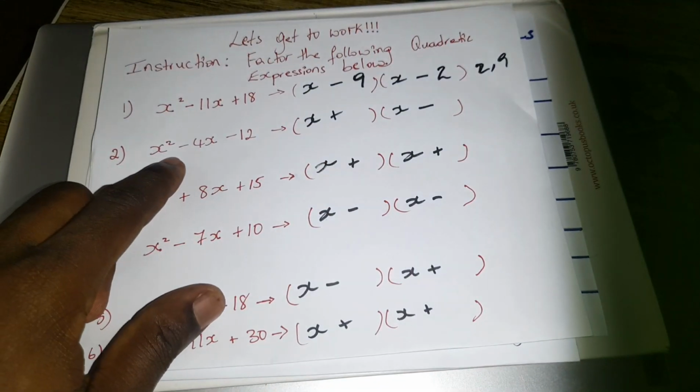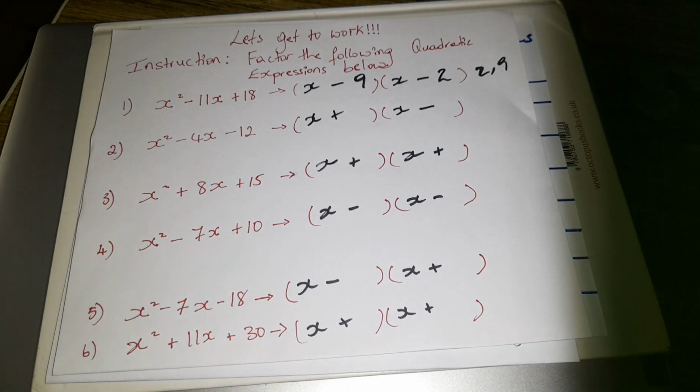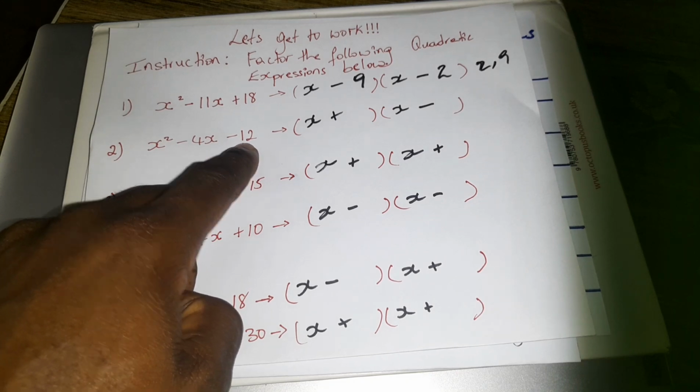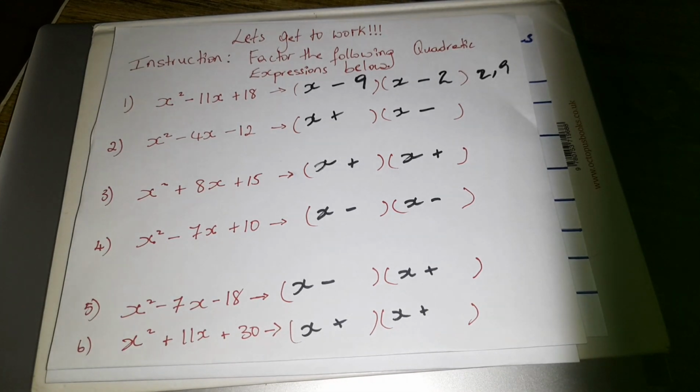So this is a level 3 question. This is where I said now you have to be more careful. Which 2 numbers, when you multiply, you get 12, but when you subtract the smaller number from the bigger number, you get 4? Which 2 numbers is that?